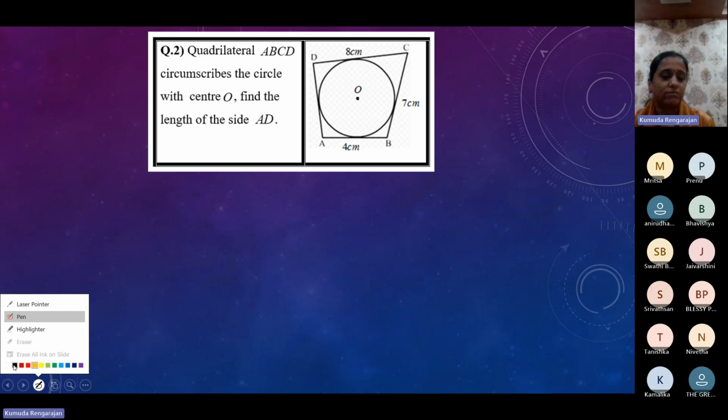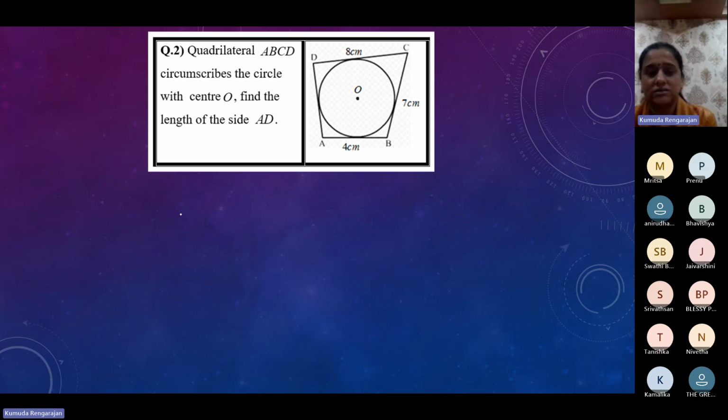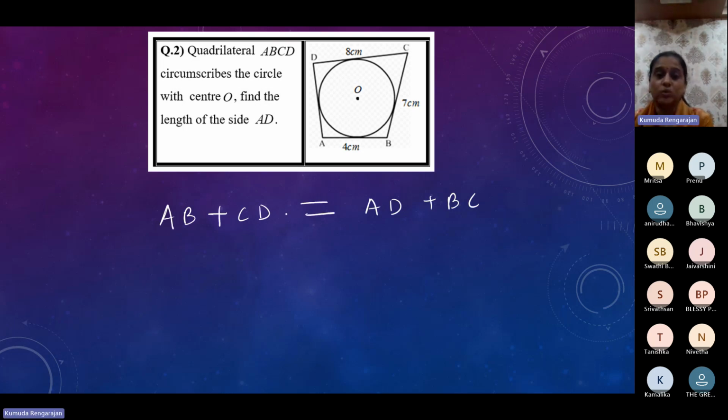So this is by using the property. In circles, exercise 10.2, I think, in that second exercise of circles, we have learned this property. When a quadrilateral circumscribes a circle, the sum of the opposite sides are equal. We proved that. Which are the opposite sides? AB and CD are opposite sides. Then AD and BC, opposite sides. The sums are equal. This is a property we learned.